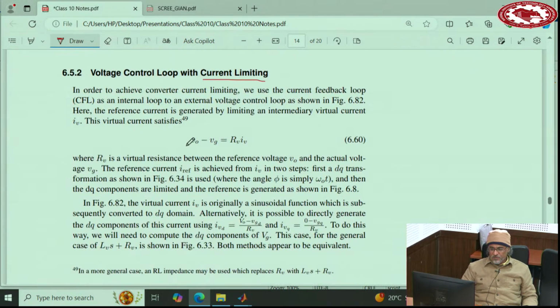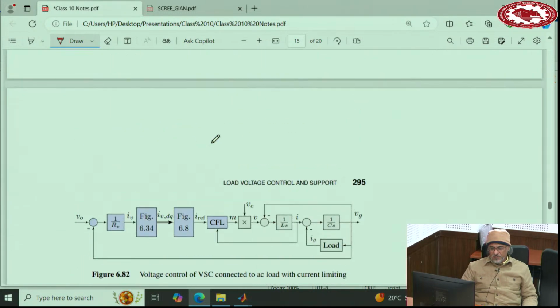So you let the voltage change a little bit from the actual voltage that you want through a virtual resistance. And according to this diagram, you get this voltage, and then you let the voltage move a little bit through this impedance, and then generate a reference for the current.